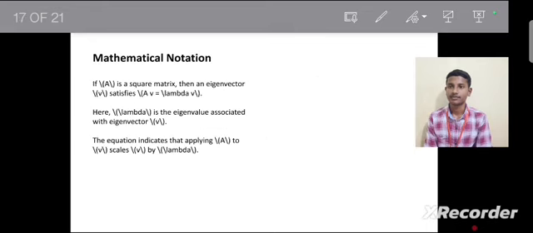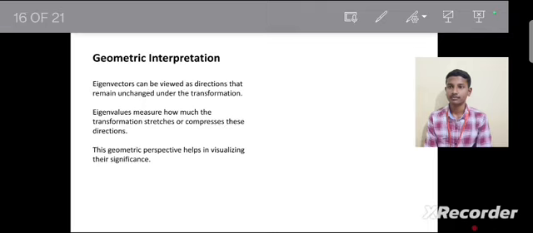Mathematical notation. If A is a square matrix, then an eigenvector V satisfies AV equals lambda V. Here, lambda is the eigenvalue associated with the eigenvector. The equation indicates that applying A to V scales V by lambda.